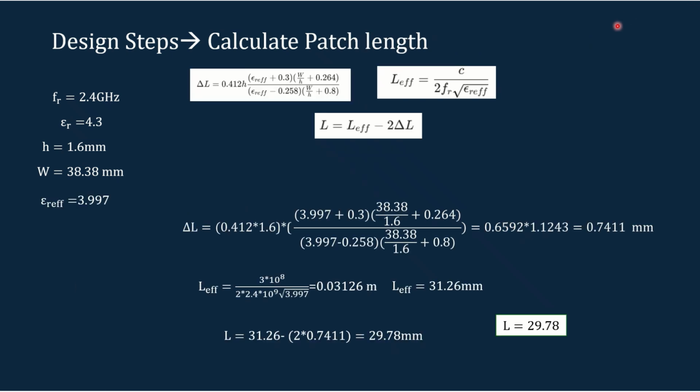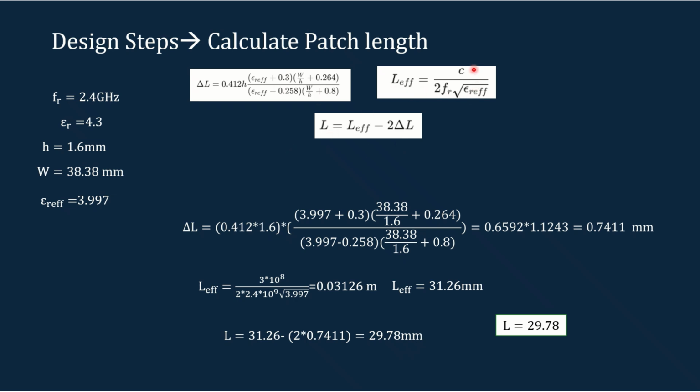Our next step is to calculate the patch length. These are the steps for calculating the patch length. In our video on the rectangular patch antenna, we have seen that there will be a fringing effect, and because of the fringing effect, the effective length will include the fringing extension length also. So the designed length has to be L effective minus 2 delta L.